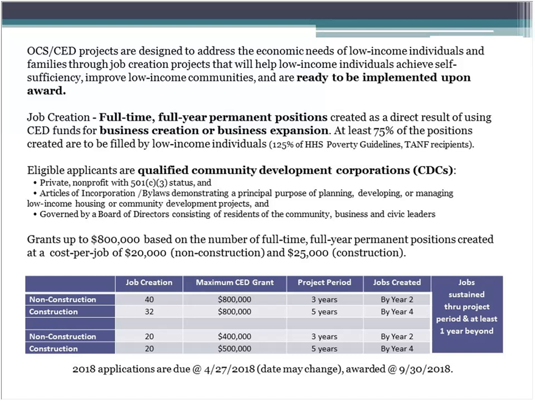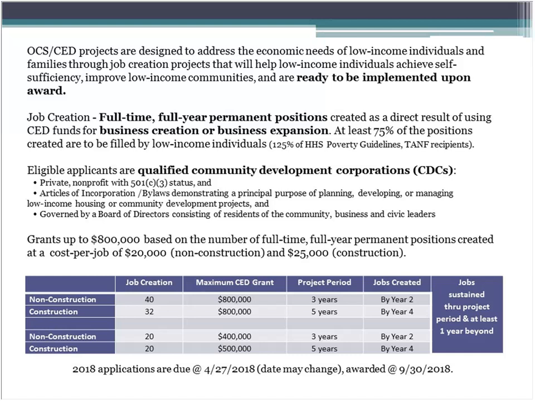Eligible applicants are qualified community development corporations, which is demonstrated by being a private nonprofit with 501(c)(3) status and having an Articles of Incorporation or bylaws demonstrating that your principal purpose is planning, developing, or managing low-income housing or community development projects, and being governed by a board of directors consisting of residents of the community, business, and civic leaders.